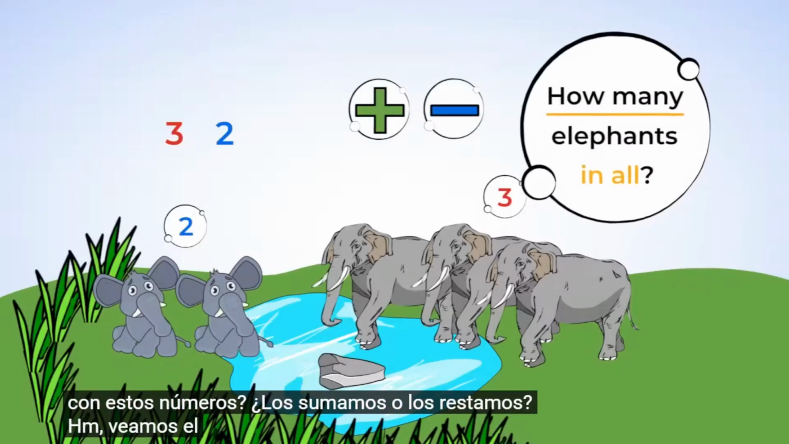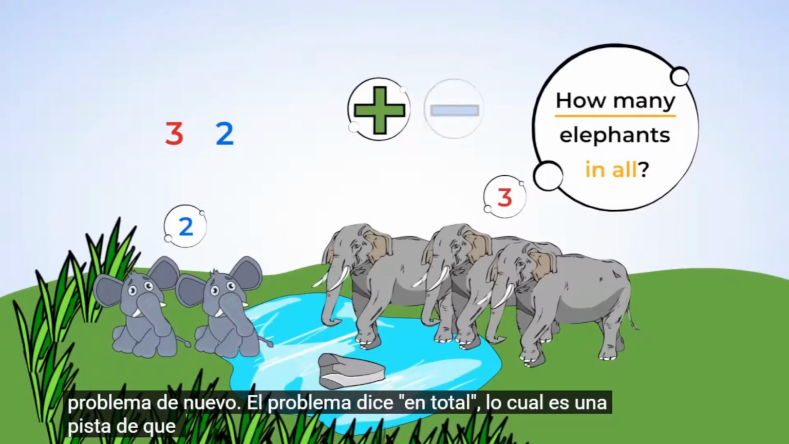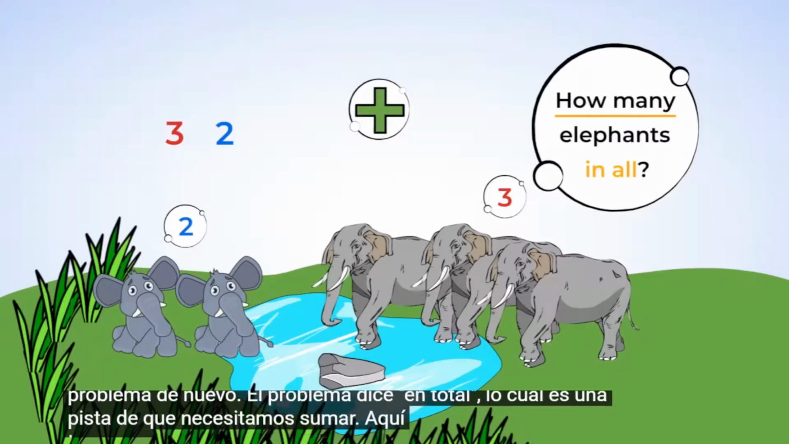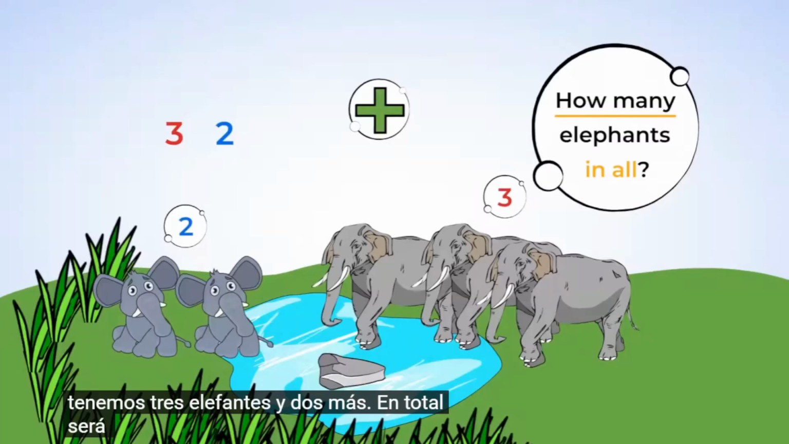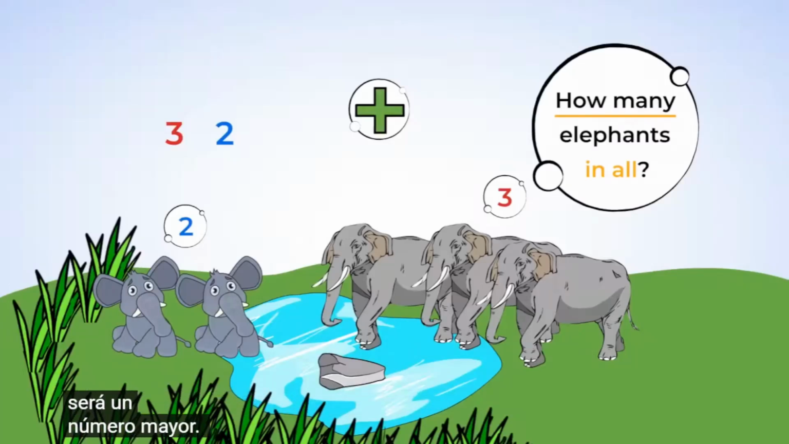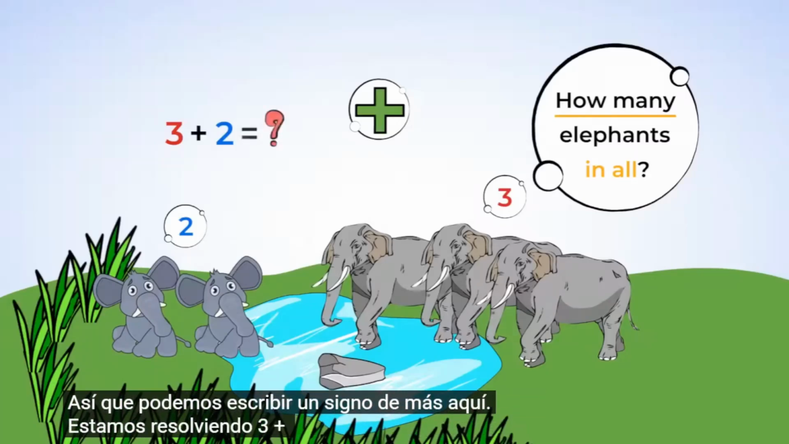Let's take another look at the problem. The problem says in all. That's a clue that we need to add. And here we have 3 elephants and 2 more elephants. Altogether, it will be a bigger number. That's right. We need to add. High five. So we can write a plus sign here. We are solving 3 plus 2.